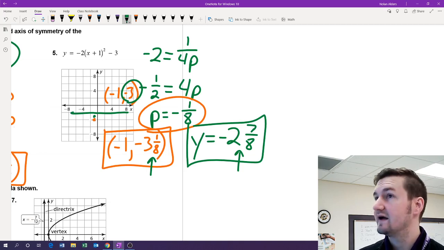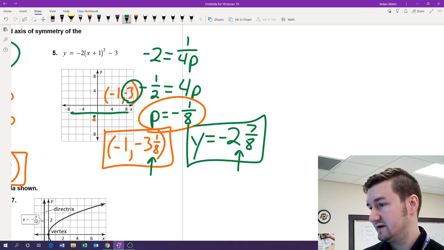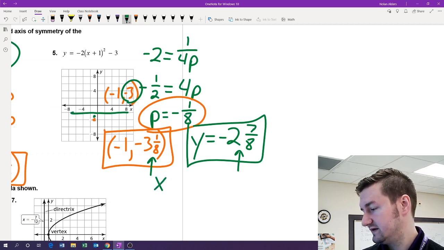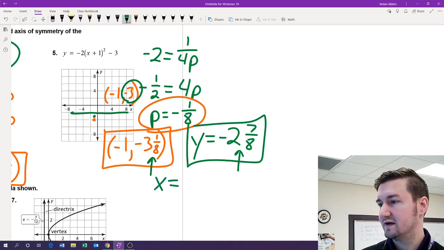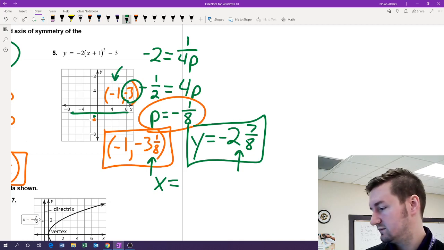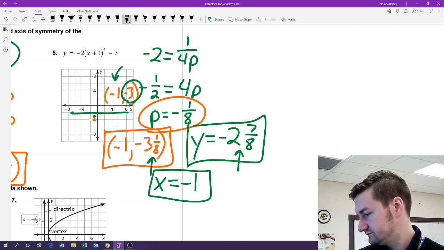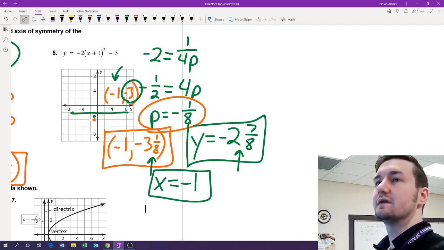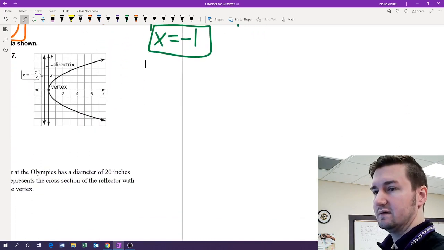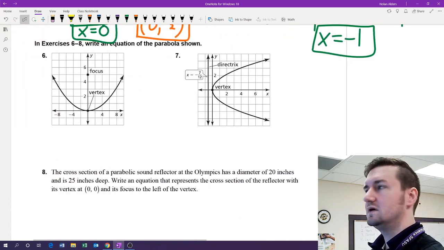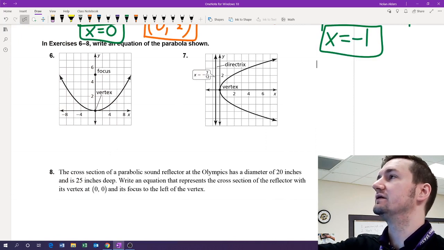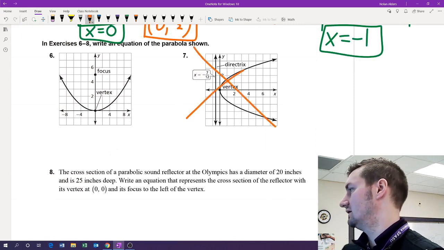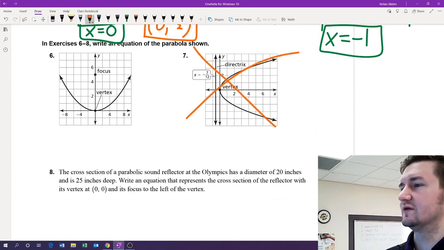All right. Okay, last thing we have to do is the axis of symmetry, and that is just x equals whatever the x is in our vertex, which is -1. All right, so there we go. All right, we're not going to do number 7, so just ignore that one. Let's just look at number 6 here.